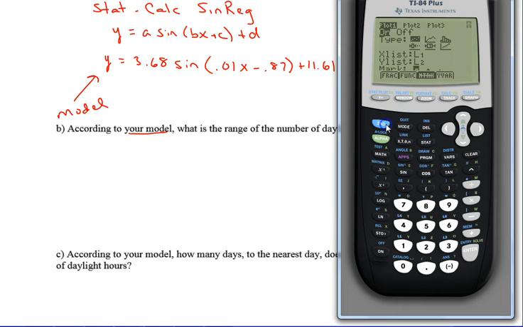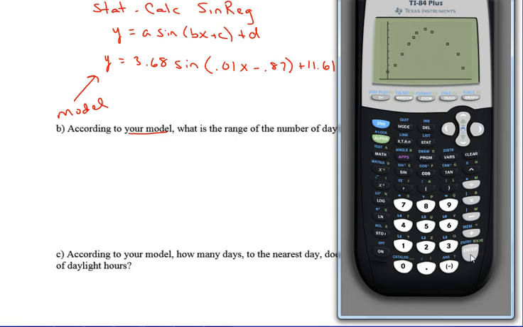I'm sorry, I'm going to get out of the stat menu. I'm going to hit zoom and go down to zoom stat. And that's a scatter plot of our sinusoidal data. So the scatter plot looks like that, and the model is the equation that represents that scatter plot.